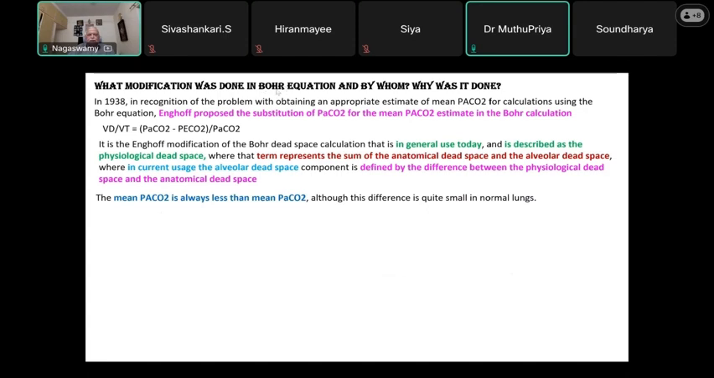He is a very brilliant guy. His father also was a doctor in Sweden. So this fellow has a lot of contributions in medicine. Okay? The double Bohr effect is also very important.